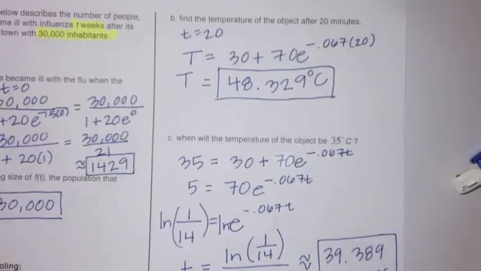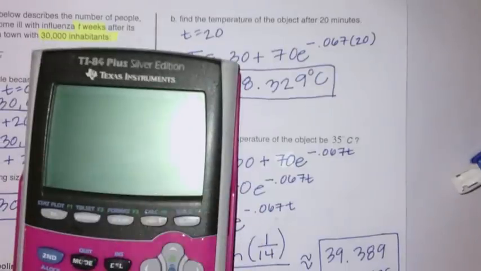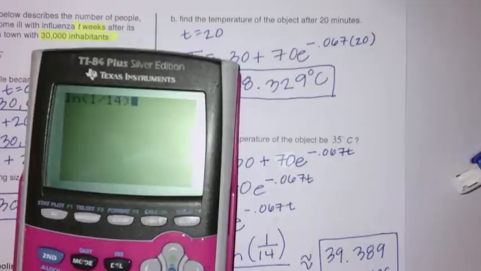I'll plug that into the calculator for you just so you can see real quick how to make sure you do it properly. So it's the natural log of 1 divided by 14. You got to close out that argument, divided by negative 0.067, and there you go. Alrighty, that's it for 3.5.